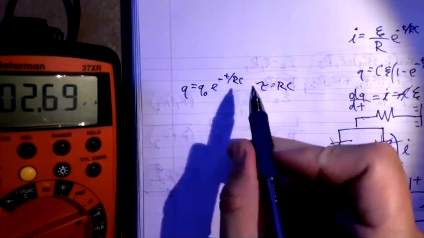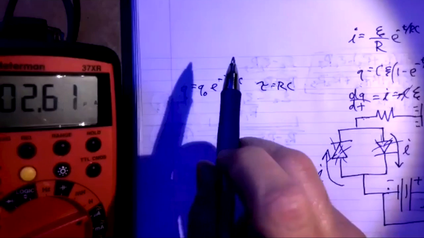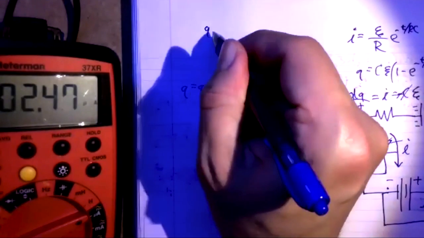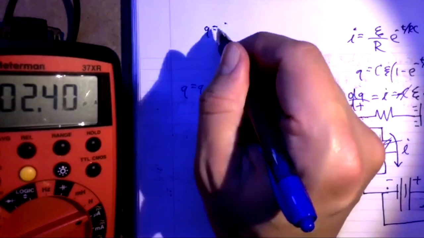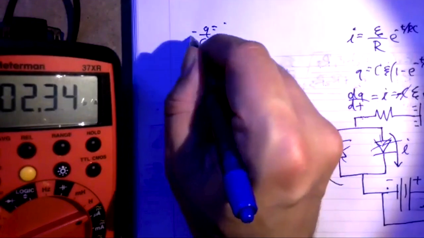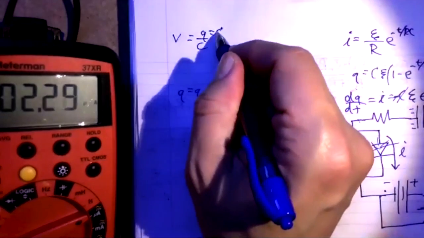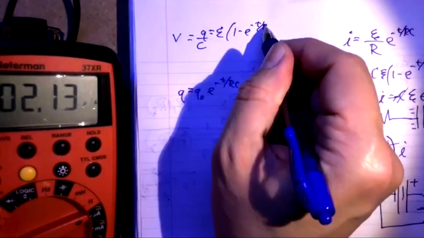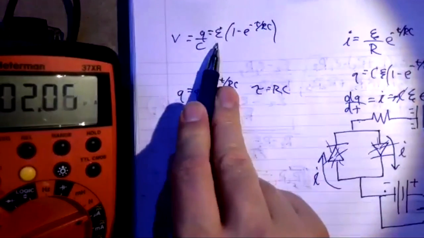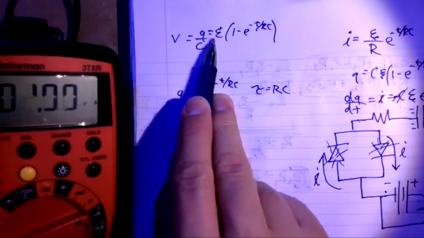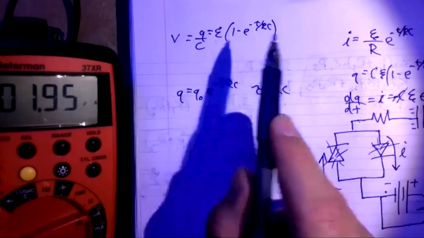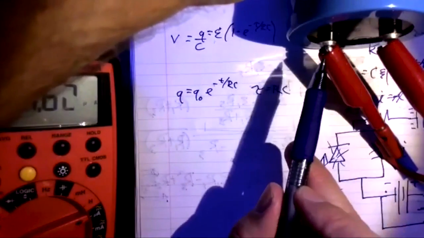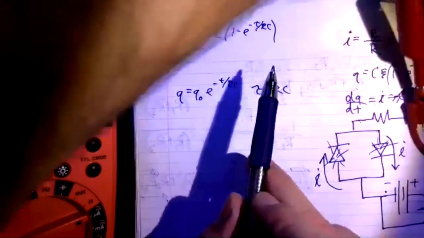Now, if we wanted to know what the potential was across the capacitor when it was charging, we know that Q divided by C gives us voltage. And then this will be E times 1 minus e to the minus t over RC. This is the EMF supplied by my power source. And this is the potential that I would experience across the two terminals of my capacitor. So the V would be the potential across here, which is different than your power supply.